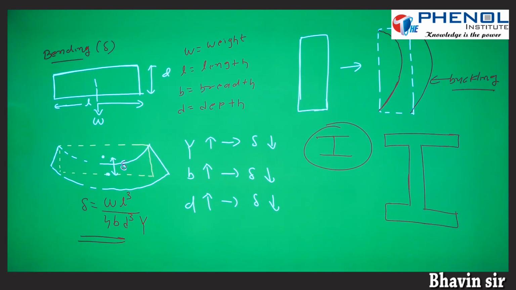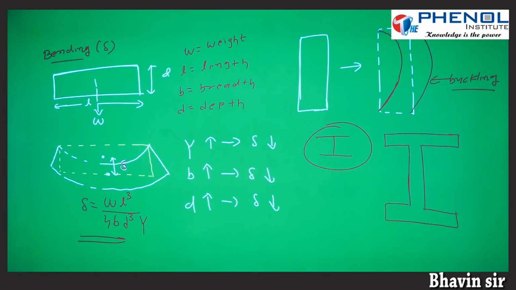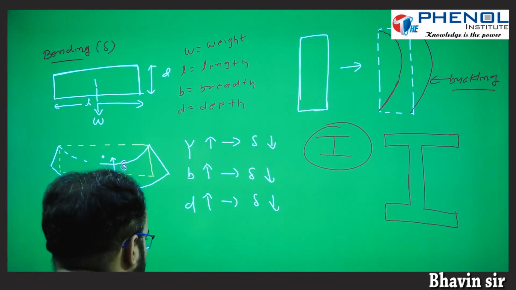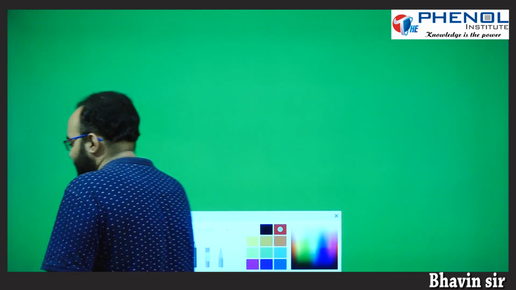Okay, so what is the formula of bending? WL cube upon 4BD cube Y. Okay. Chalo, now students, we discuss one NCERT question.